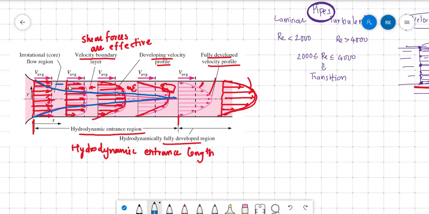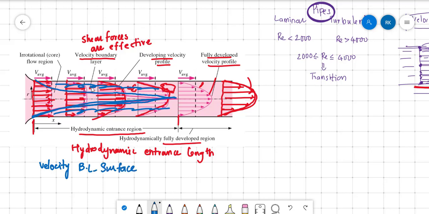So this whole region is the velocity boundary layer. This whole region is the velocity boundary layer region. And this blue-colored line is called the velocity boundary layer surface.